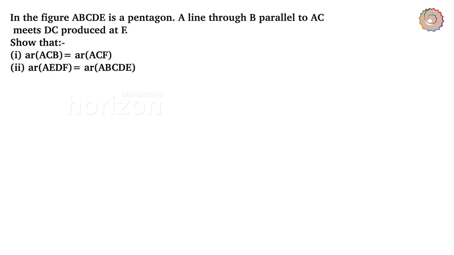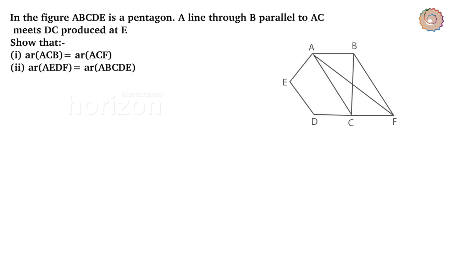Let us consider another problem. In the figure, ABCDE is a pentagon. A line through B parallel to AC meets DC produced at F. Show that area of ACB is equal to the area of ACF and area of AEDF is equal to the area of ABCDE. The solution for the same is as follows.